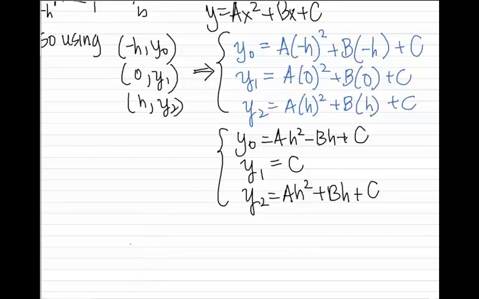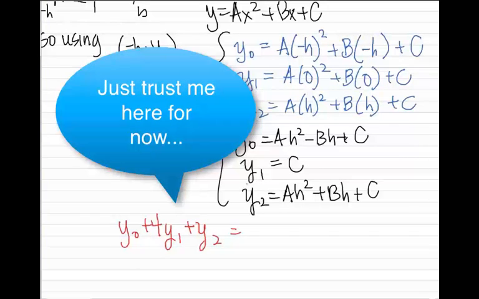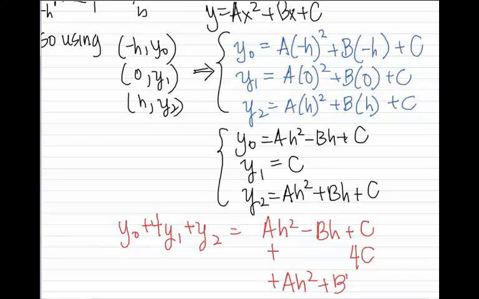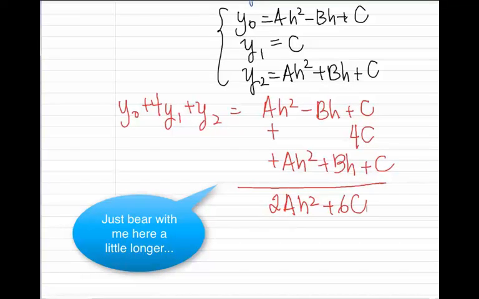Given this, I'm going to do something a little different. I want you to tell me what y sub 0 plus 4y1 plus y sub 2 equals. So given these for our y0, y1, and y2, what's y0 plus 4y1 plus y2? That would be ah squared minus bh plus c, plus 4 of the y1s, so plus 4c, plus 1 of the y2s, plus ah squared plus bh plus c. This is going to be 2ah squared plus 6c. So let's come back to that.